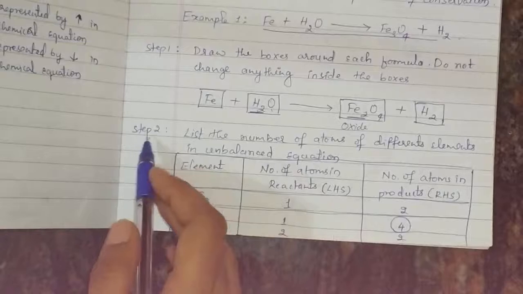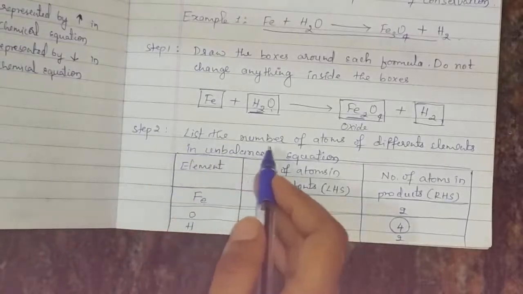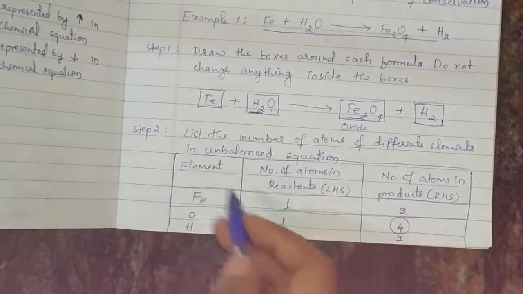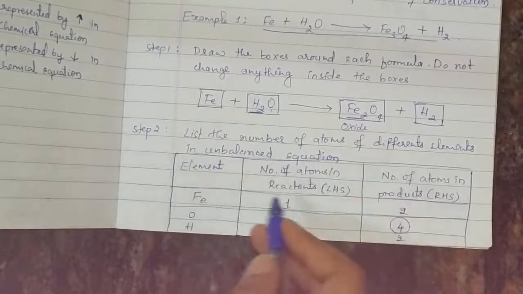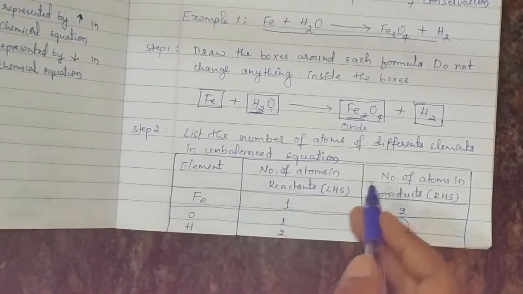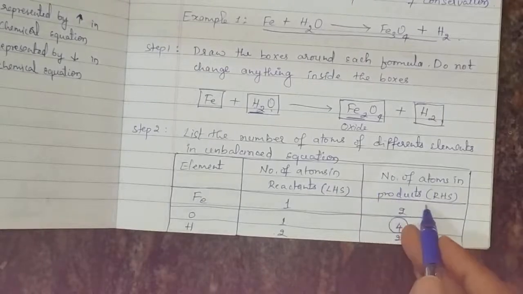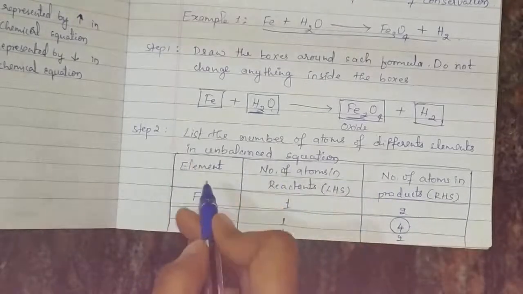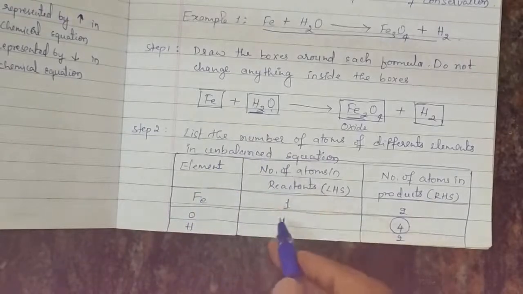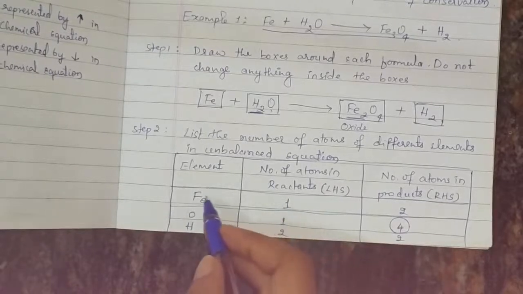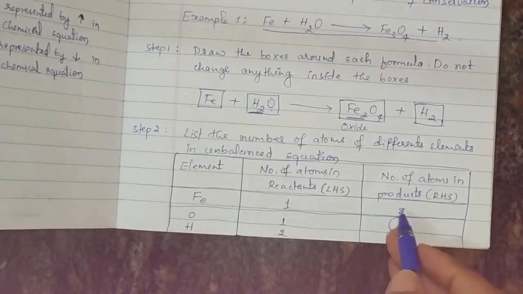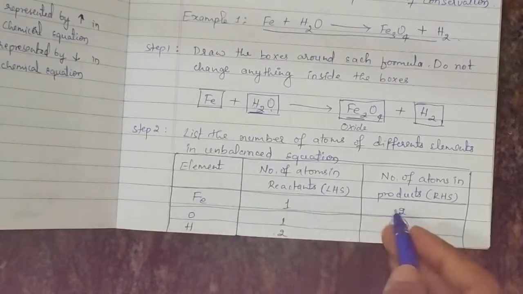Next, in step 2, we have to list the number of atoms of different elements in the unbalanced equation. We have to draw the table like this, and in the first column we write the element, in the second column the number of atoms in reactants, in the third column the number of atoms in products. In the first column list the different elements involved in the chemical reaction. In the second column you write the number of atoms of these elements on the reactant side, and in the third column you write the number of atoms of the different elements on the product side.